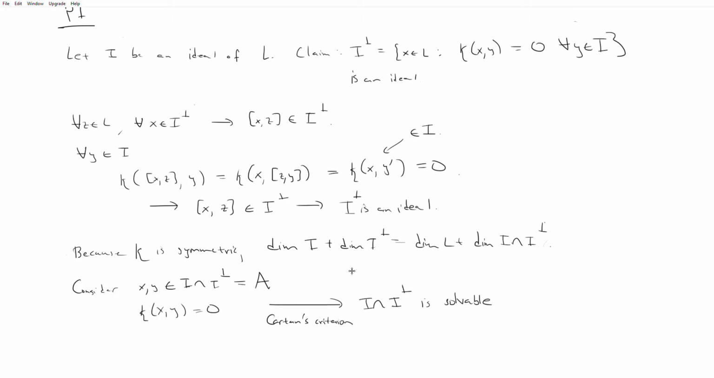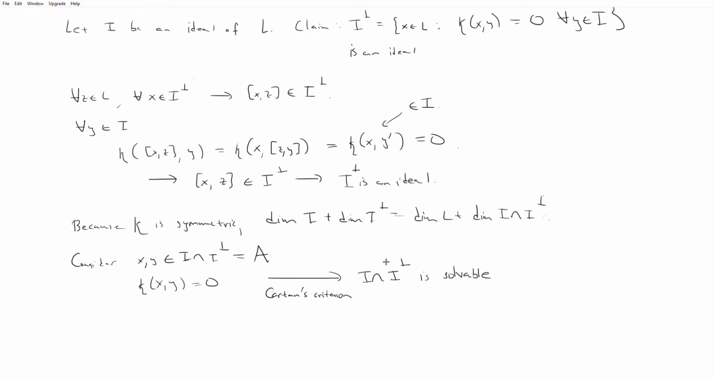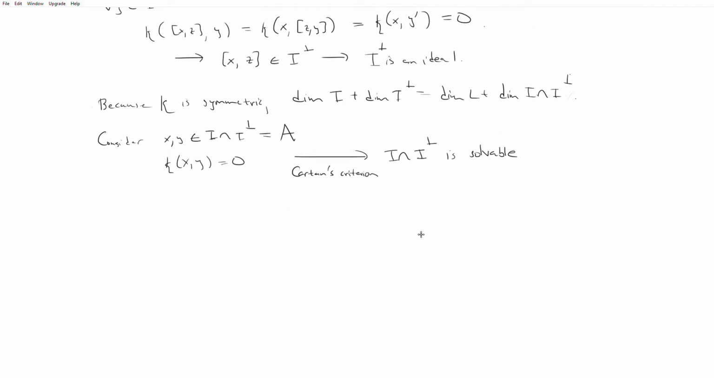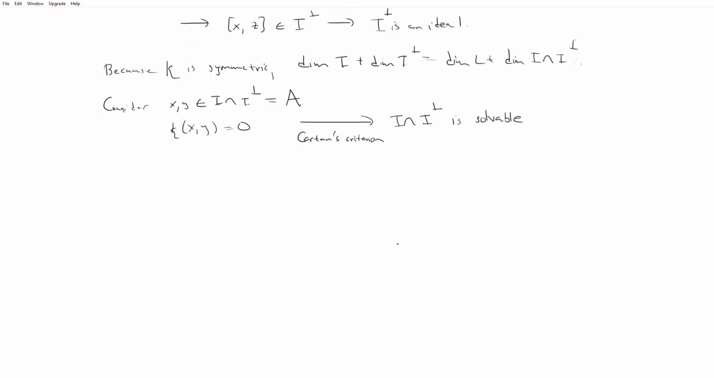And so this arrow is Cartan's criterion. All right. And so, of course, what does it mean if you have a solvable ideal in a semisimple Lie algebra? It either means you're not semisimple, which doesn't make any sense, or you're 0. And so we deduce that I intersect I perp is equal to 0. And so it follows immediately from our dimension formula up there that L is equal to I direct sum I perp.